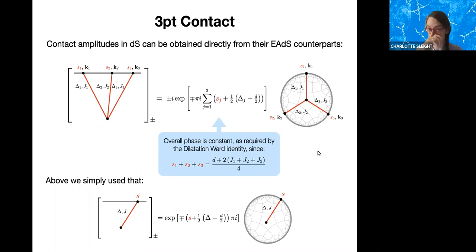Once you do this procedure, this gives you the contribution from that particular branch of the in-in contour to the de Sitter contact diagram. And the overall phase that you get when you apply this procedure, so this guy here, is a constant, because you see that this overall phase depends on the external Mellin variables only through their sum. And we know that the sum of external Mellin variables is a constant by virtue of the dilatation Ward identities. So to summarize this slide, the contribution from a given branch of the in-in contour to a de Sitter contact diagram is given by its AdS counterpart multiplied by a constant phase, where the sign of that phase is dictated by the branch of the in-in contour.